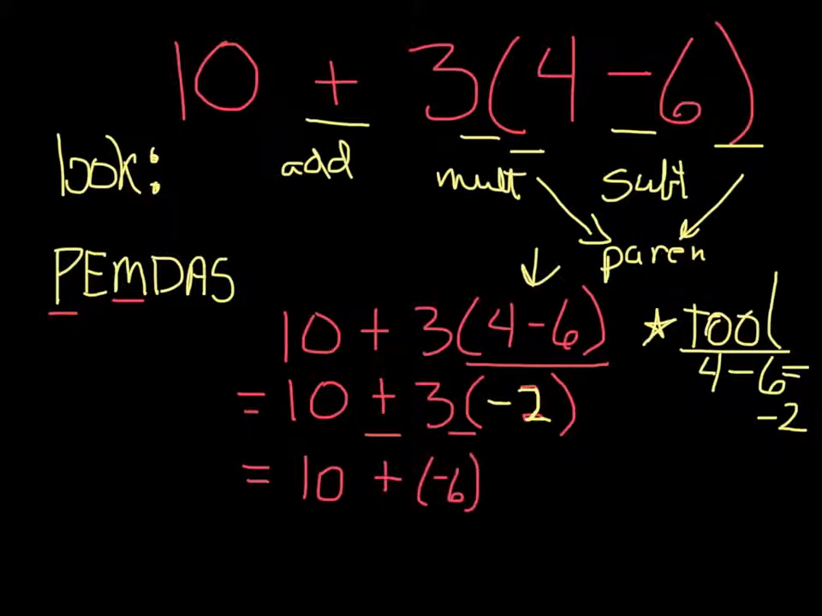In this case, I just use parentheses as a separator. Here I use them as multiplication. Here they were a grouping symbol, and when they're a grouping symbol, that's when you do them first. So 10 plus a negative 6.